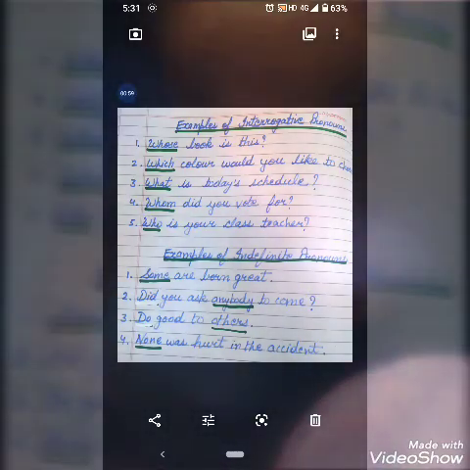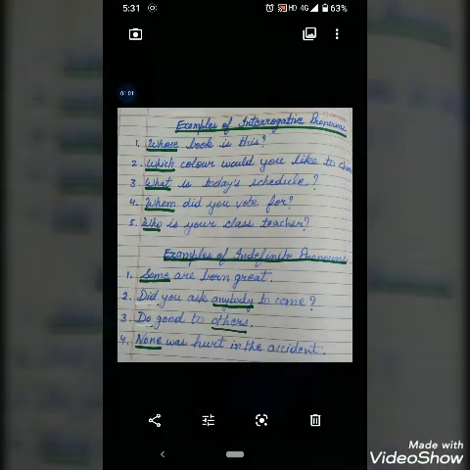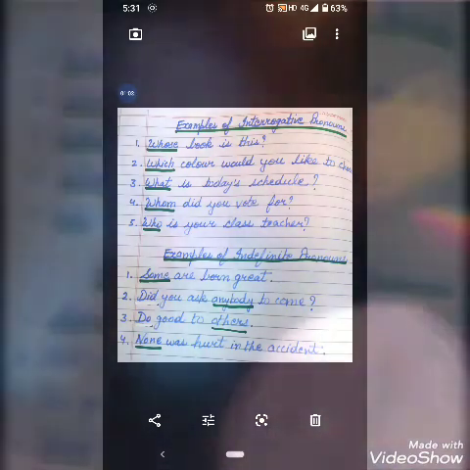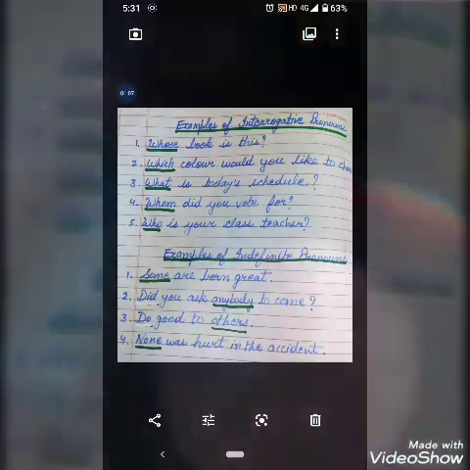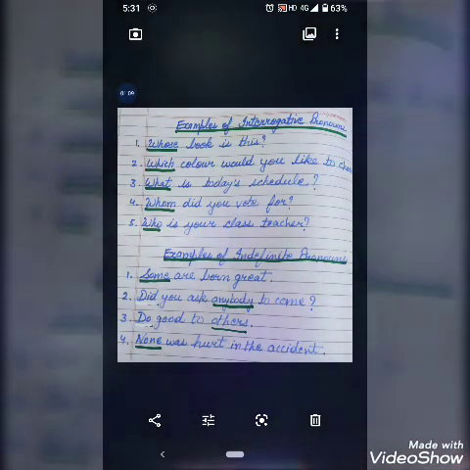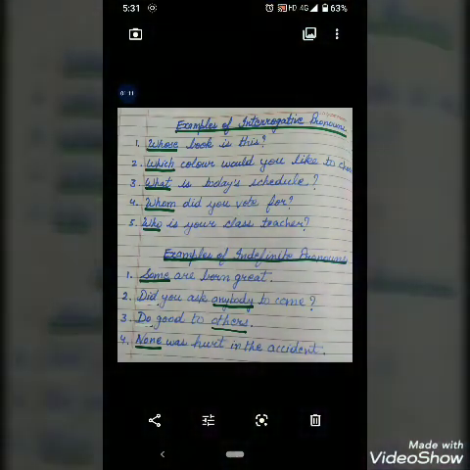Did you ask anybody to come? Kya aapne kisi ko aane ko bola tha? Here anybody is in general. It is not a particular person or anybody else. It's a general person. Anybody can be anybody. Koi bhi ho sakta hai.